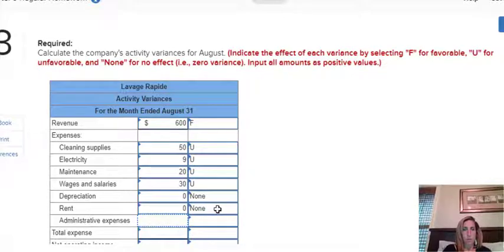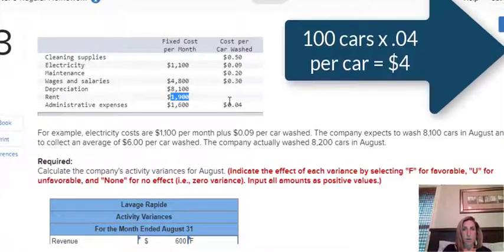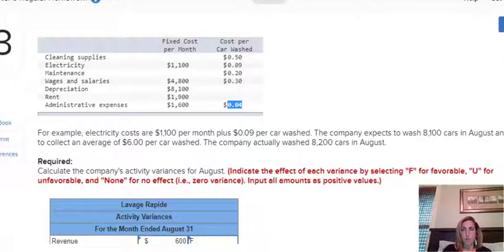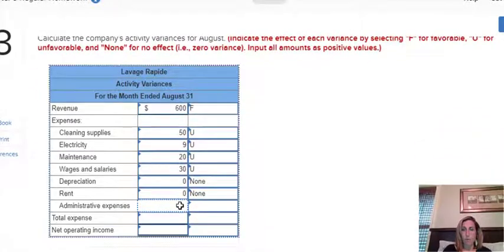none, unfavorable or unfavorable. And then the last expense says it's a $4 per unit cost. I would actually have 4 cents per unit cost times 100 cars. 4 cents per car times 100 gives me a $4 unfavorable item.